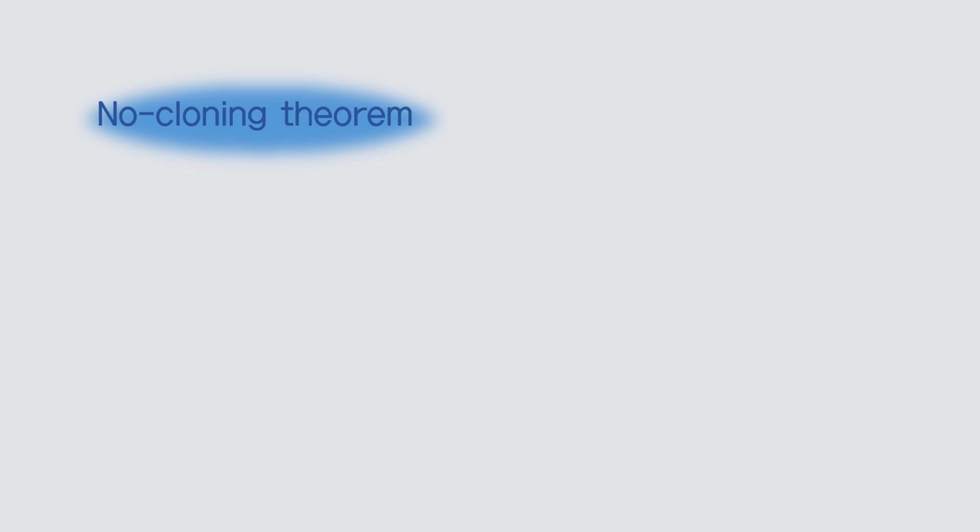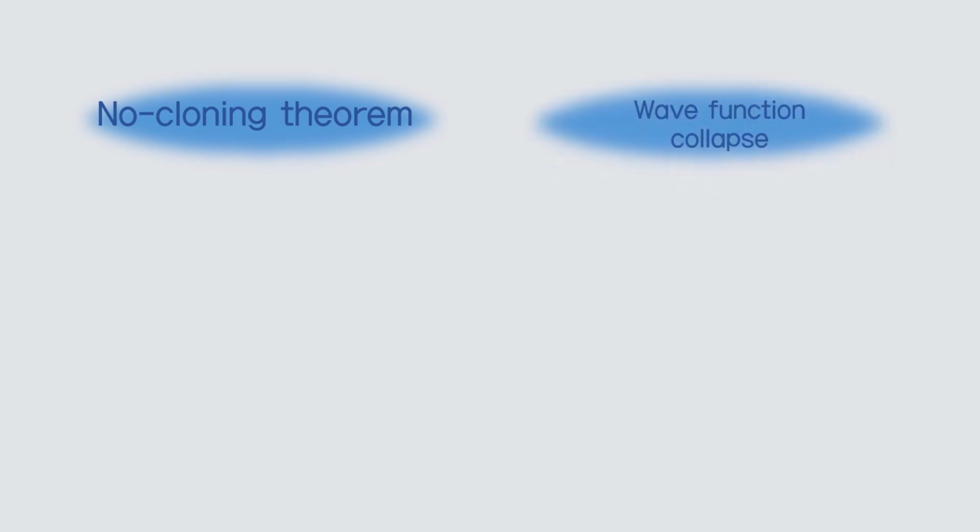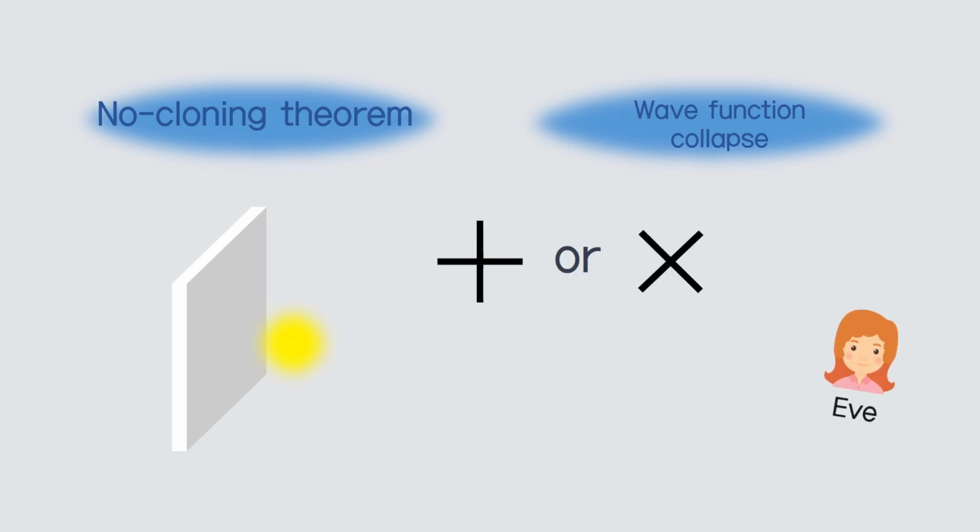In quantum mechanics, two unique basic phenomena are the no-cloning theorem and wave function collapse after measurement. These limit the opportunity to measure a single photon to only once. As Eve has no knowledge of the filter used in encoding by Alice, she can only guess, just like Bob.